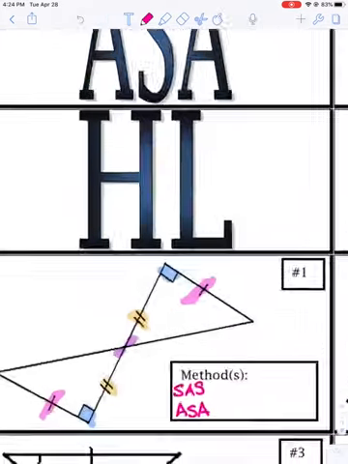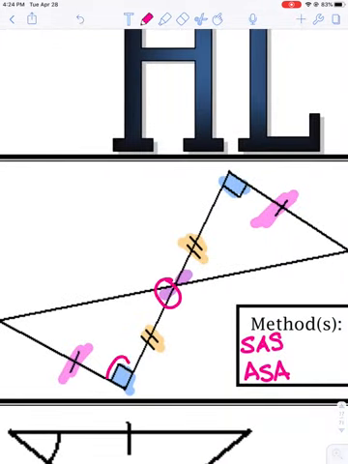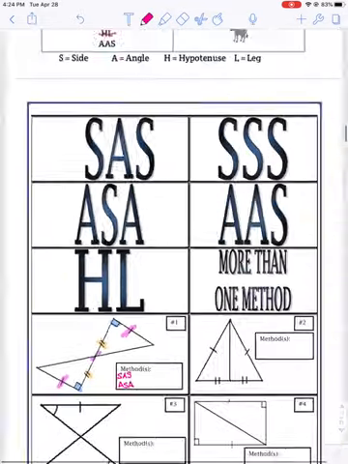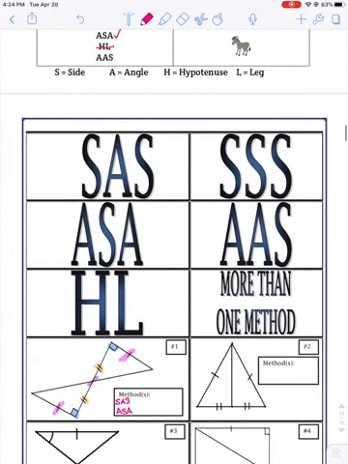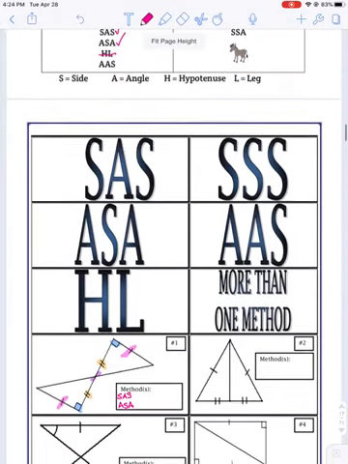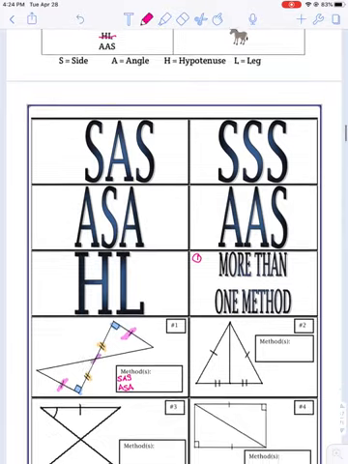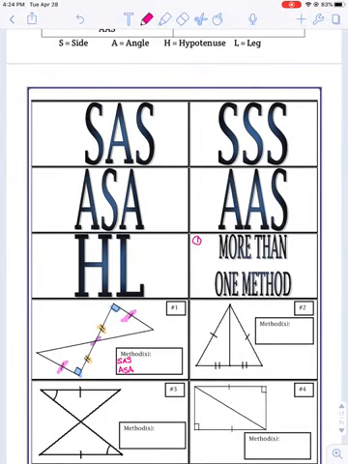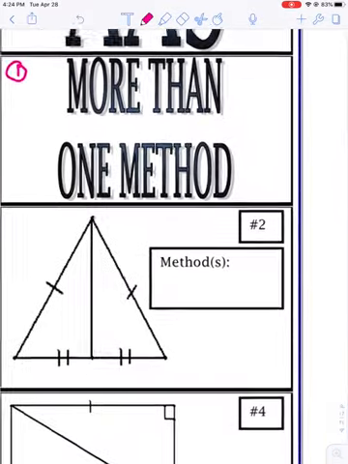And angle, angle, side. Well, you could argue that it works. Like if you go angle, angle, side like that, but then you're skipping over something. So I don't think that they want us to put that here. So I would say side, angle, side, and angle, side, angle would be the best options for this. So this one falls into more than one method. And I just think the easiest way to keep track of it is to write a 1 in there, because that's card number 1.